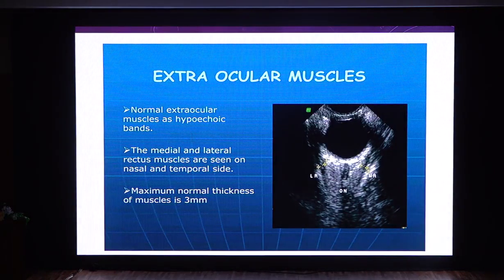Now we proceed to the extraocular muscles. The normal extraocular muscles are seen as the hypoechoic band, and the medial and the lateral rectus muscles are seen on the nasal and the temporal sides, and the maximum normal thickness is 3 millimeters.